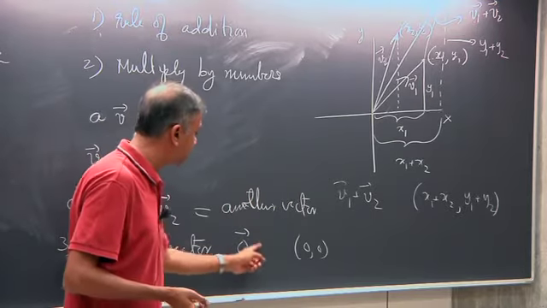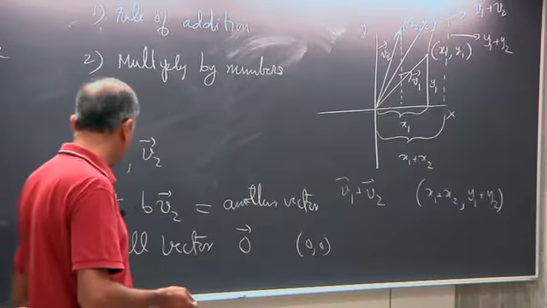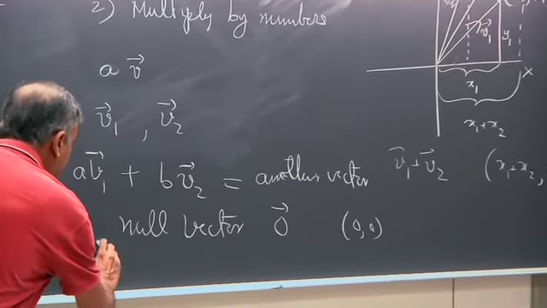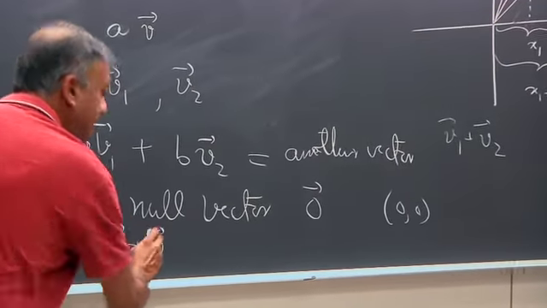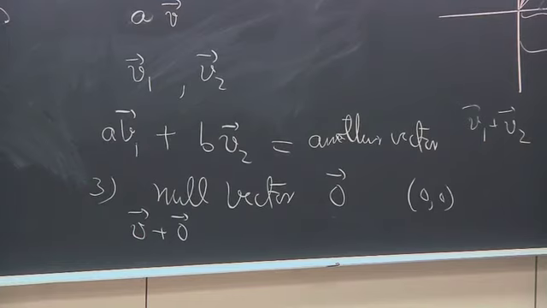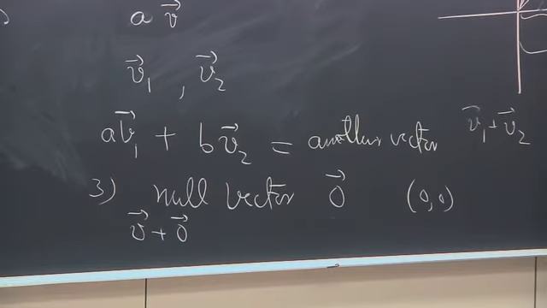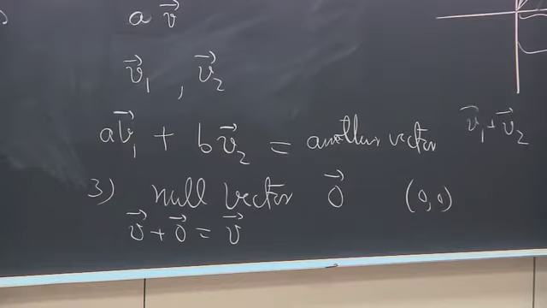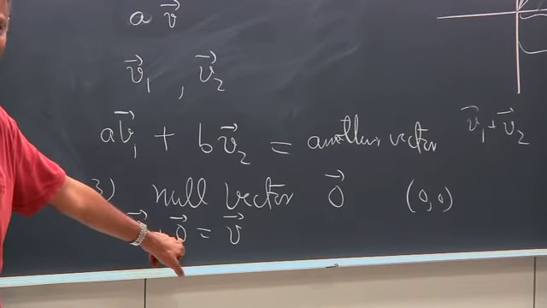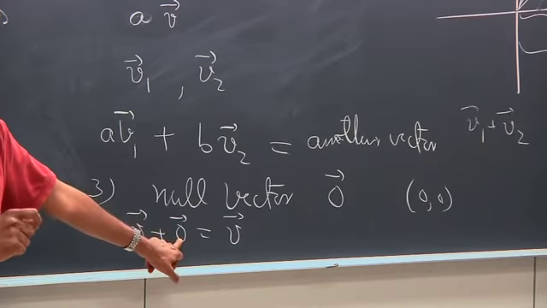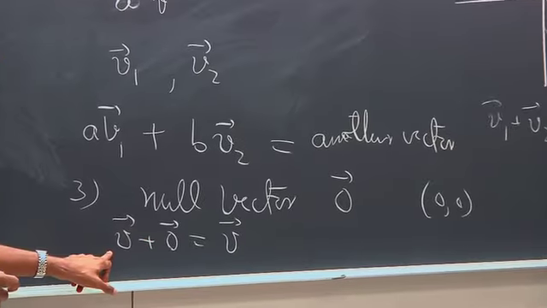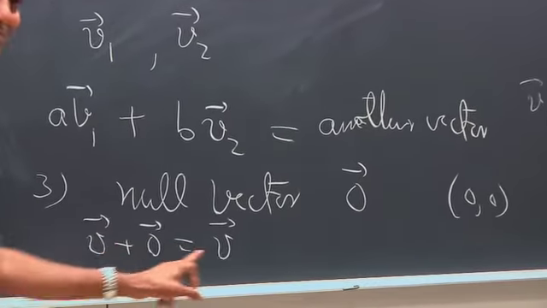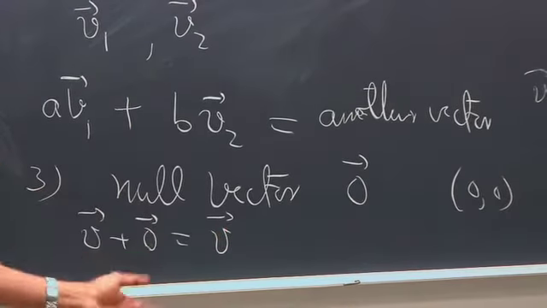What is the special property of this vector? The special property is that if I take any vector v and add the zero vector to it, what am I going to get? I get back the vector v itself. So this is the definition of the zero vector. The zero vector is the vector such that when you add it to any vector, you get back that same vector.